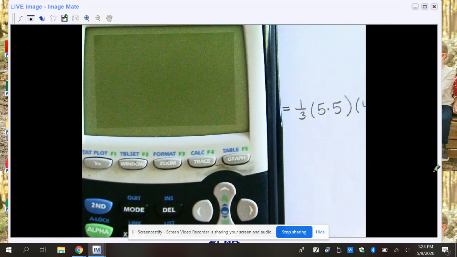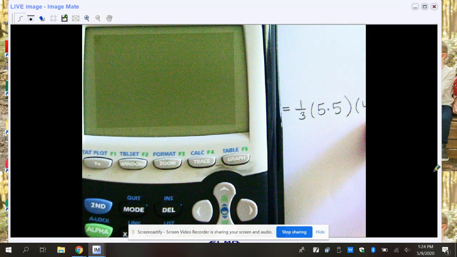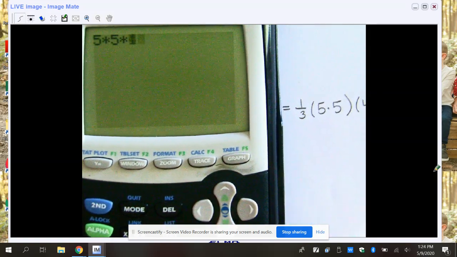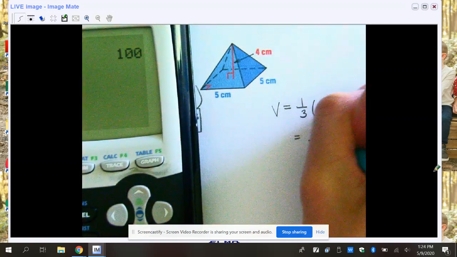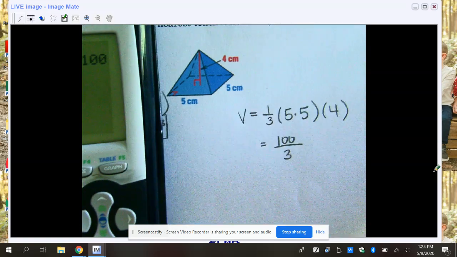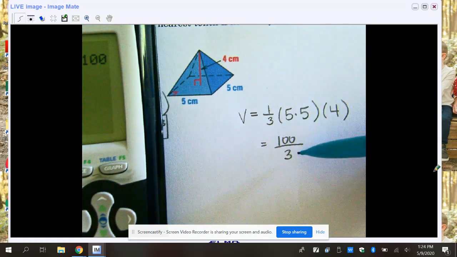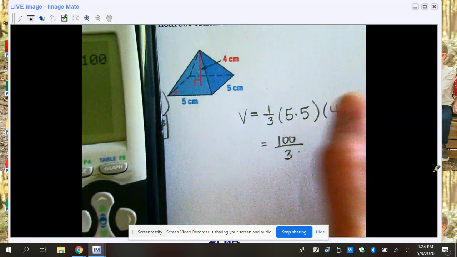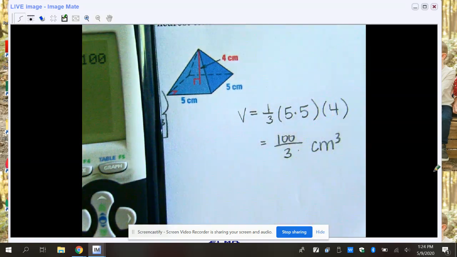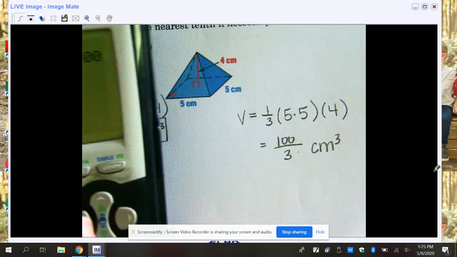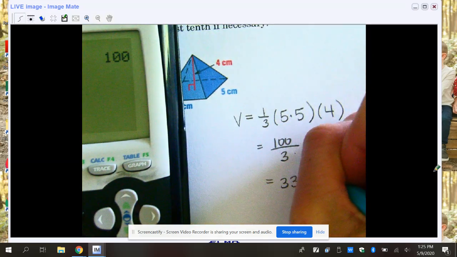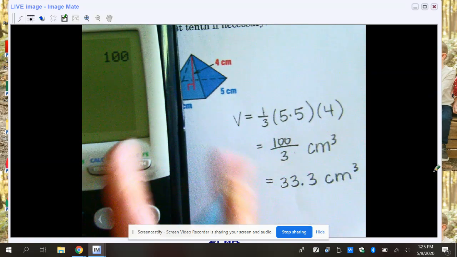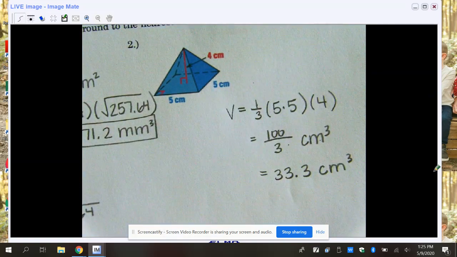So what you want to do to get the exact answer is take the whole numbers, 5 times 5 times 4, that's 100, and then you'll just write that over 3. Remember, multiplying by 1/3 is the same as dividing by 3. That's how you would get your exact answer if, when you type it in the first time, you don't get a whole number or a non-repeating decimal. And then for our approximate answer, we can do 33.3 centimeters cubed. So that would be exact, that would be approximate.